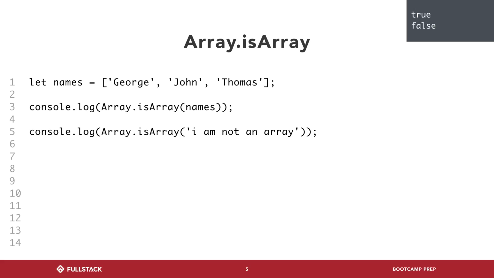Yes, Matt? So instead of just console logging Array.isArray with the names inside the parentheses, can we just get rid of Array altogether and just put names.isArray? No, because the isArray function is not attached to the names array. It's attached to the Array class.